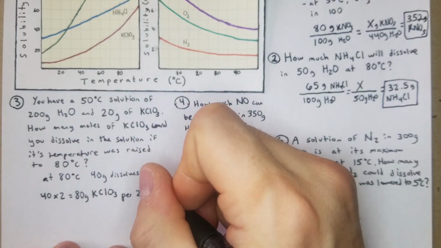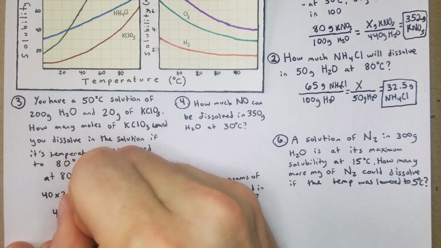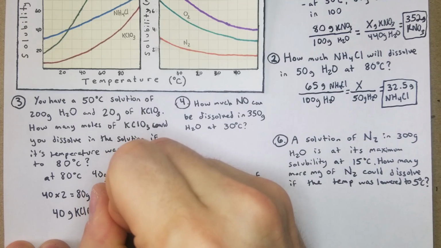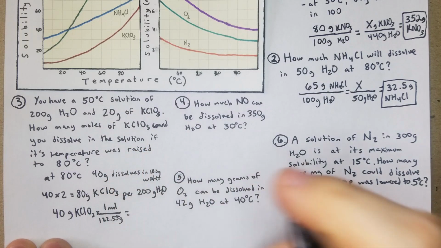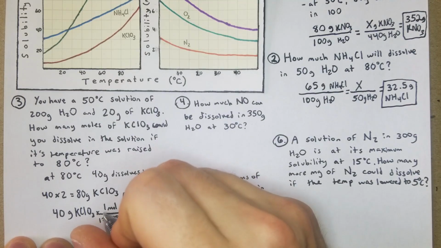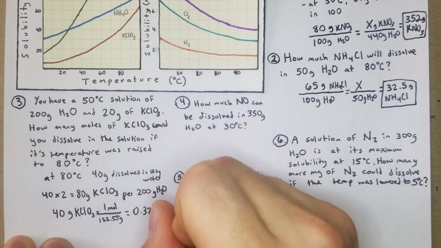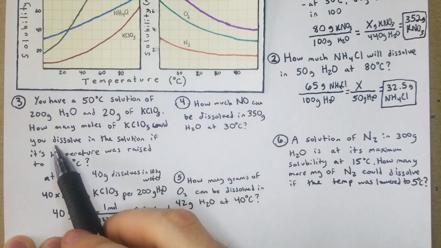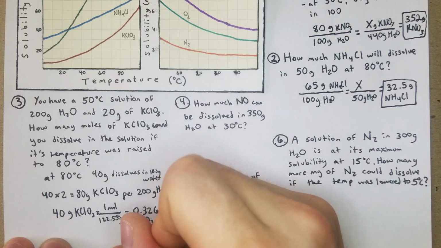H2O, sorry. So then what we're going to do is we'll take 40 grams KClO3 and then multiply that by 1 mole over 122.55, the molar mass. We're going to divide it by the molar mass to get 0.326 mole of KClO3. So it's asking again, we can double check, how many moles of KClO3 could you dissolve, and we're going to have that as our answer.